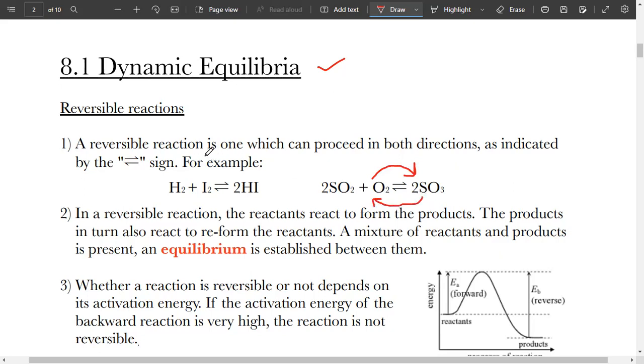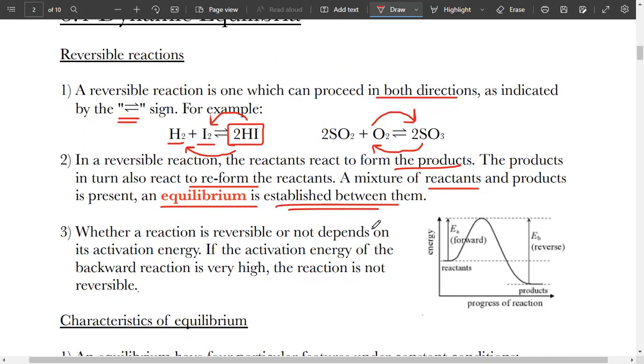ठीक है? So a reversible reaction is one which can proceed in both directions, as indicated by the sign of reversible. For example, hydrogen and iodine react to form hydrogen iodide. This is a reaction. ये reversible reaction है. HI can also form I2 when needed, and HI can again break down into H2 if you need it. In a reversible reaction, the reactants react to form the product. Products in turn also react to reform the reactants. A mixture of reactants and products is present, and an equilibrium is established between them.